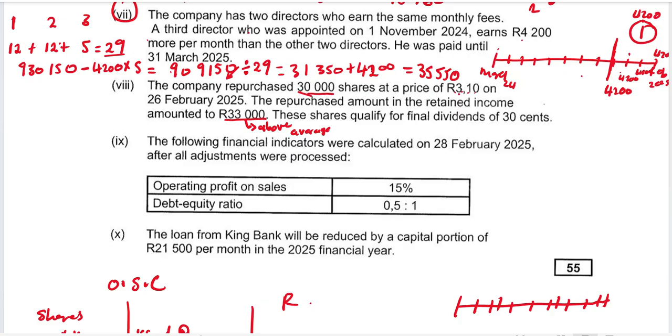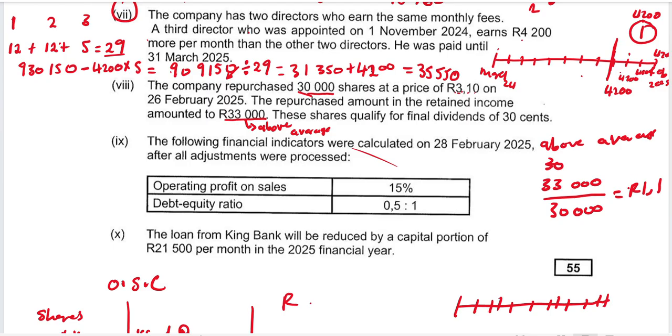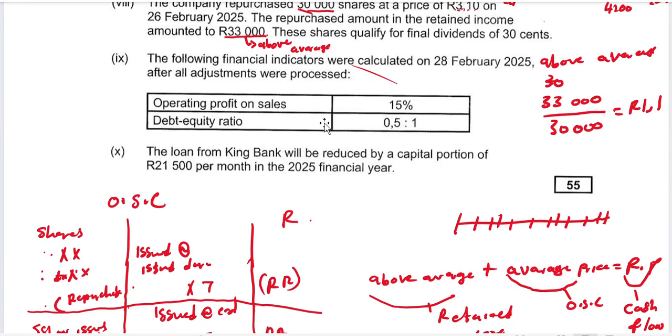30,000 is for shares, and then 310. Okay, let's take this to get the above average. To get above average, we're gonna take the amount of above average, 3,1,2,3, and divide it by this 30,000 shares. Then we get the above average price of 1,1. And then let's come here and record it.